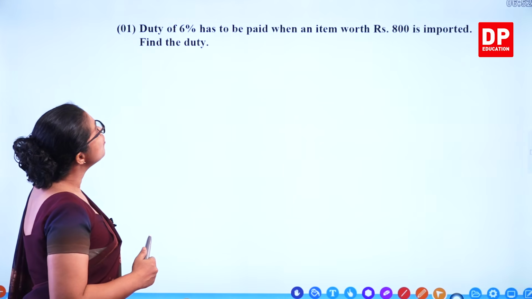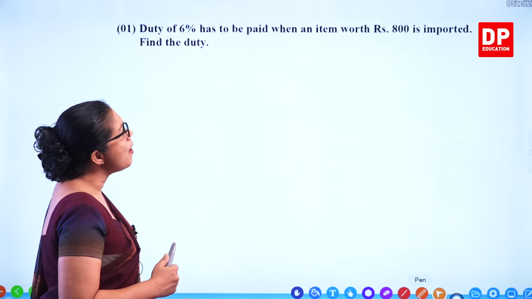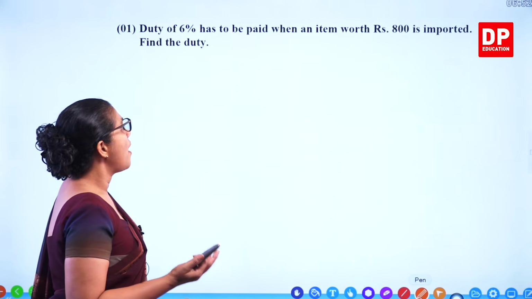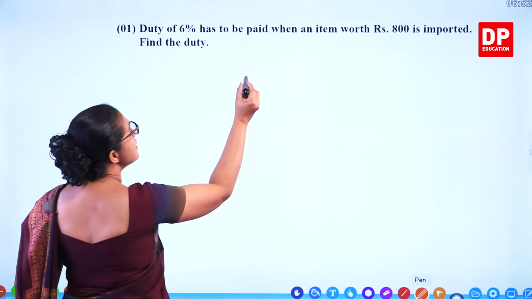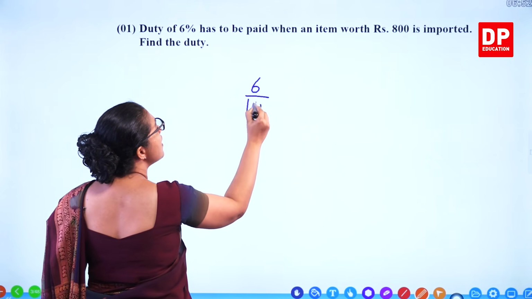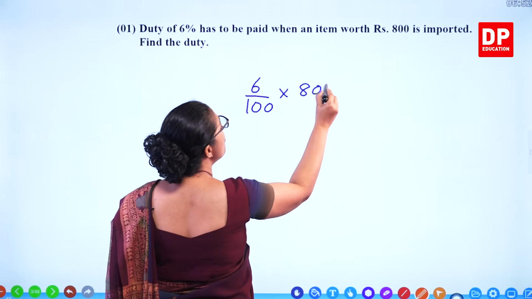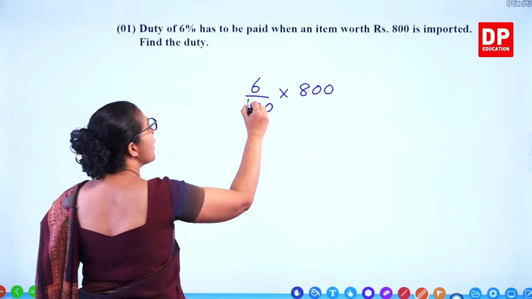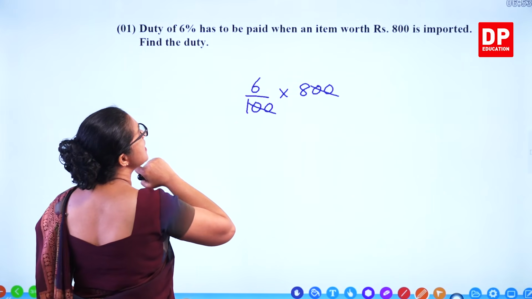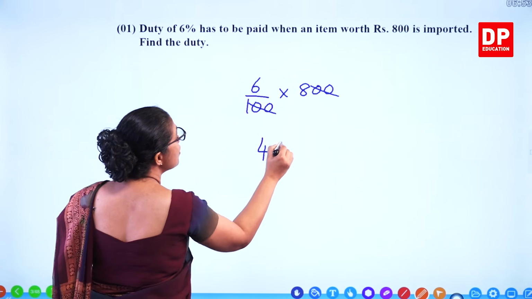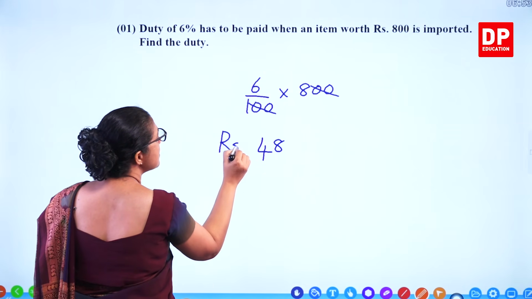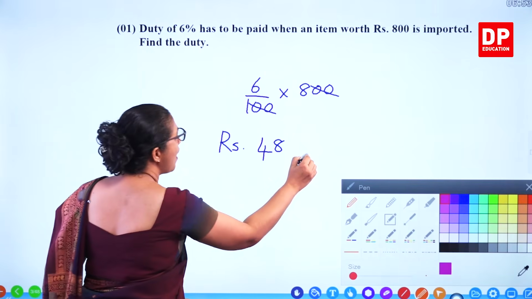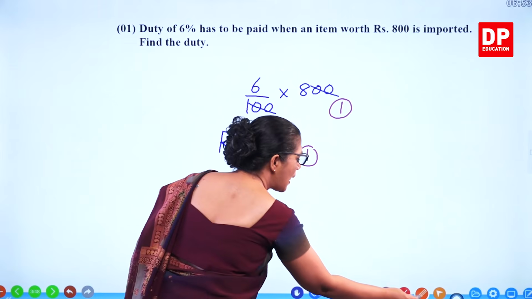Question number 1. Duty of 6% has to be paid when an item worth 800 rupees is imported. Find the duty. So you have to just find the duty value. 6%, 6 over 100 into 800. You don't need to write down sentences here because it's just 2 marks for each question. 2 zeros get cancelled out. 8 times 6, 48. But you have to write down the units. This is rupees, 48 rupees. So you get 2 marks, 1 mark for the answer and 1 mark for the method.